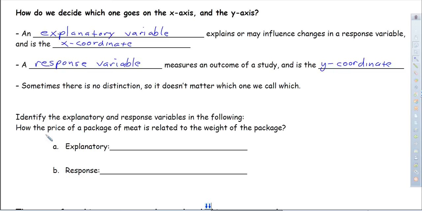Identify the explanatory and response variable in the following. How the price of a package of meat is related to the weight of a package. So here we're looking at two variables, right? We're looking at price and we're looking at weight. So which one do you think explains the other, or which one do you think is a response to the other? Well, we'll call this the weight the explanatory, because we'd say the weight would explain the price, or the price would be a response to the weight.